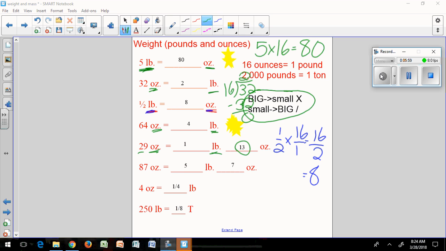16 only goes into 29 once. And then your remainder would be 13. So that's 1 even pound, 13 ounces left over. Same thing here with the next one. 87 ounces into pounds, we would divide by 16. 16 goes into 87, 5 even times. So we have 5 full pounds, the remainder of 7. Those are 7 ounces left over.